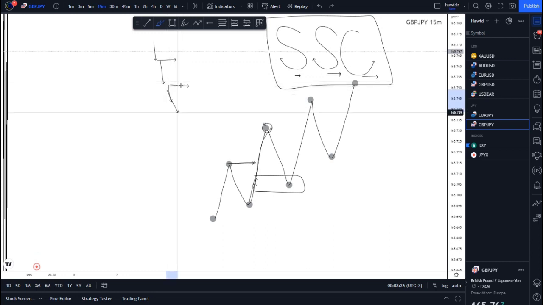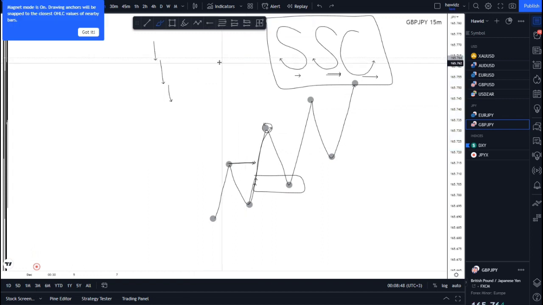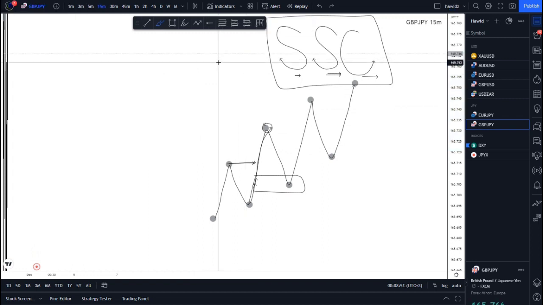So if this S&D zone right here caused an impulse that broke structure, then it is very valid for price to go back, mitigate it, and after that mitigation, to go further away from there or continue with the trend.